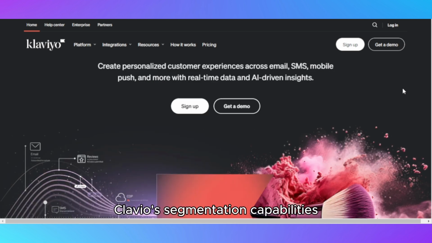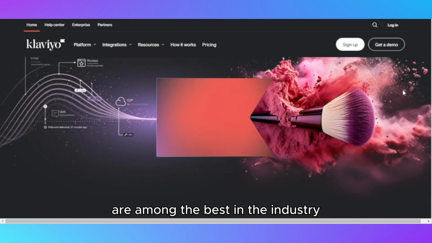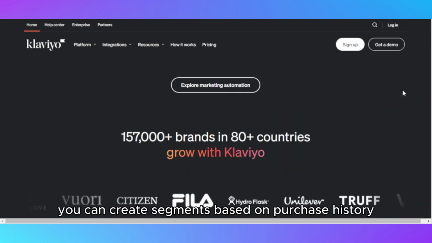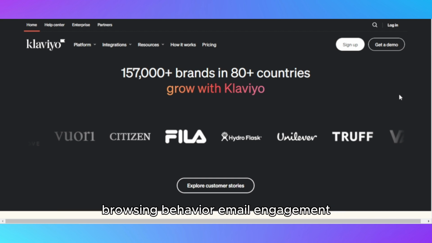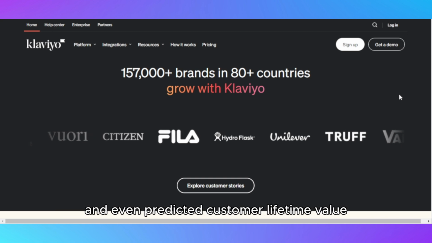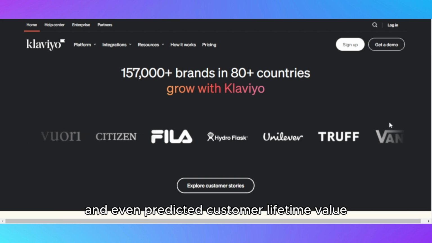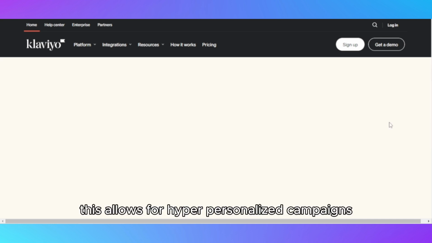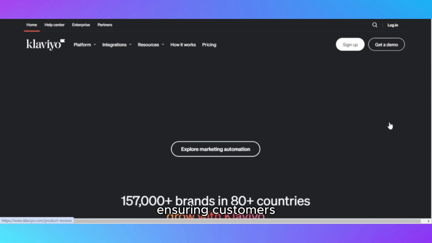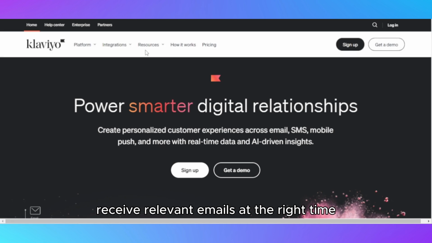Klaviyo's segmentation capabilities are among the best in the industry. You can create segments based on purchase history, browsing behavior, email engagement, and even predicted customer lifetime value. This allows for hyper-personalized campaigns, ensuring customers receive relevant emails at the right time.